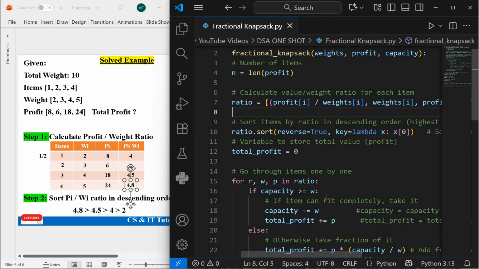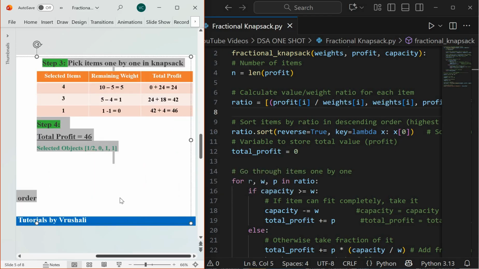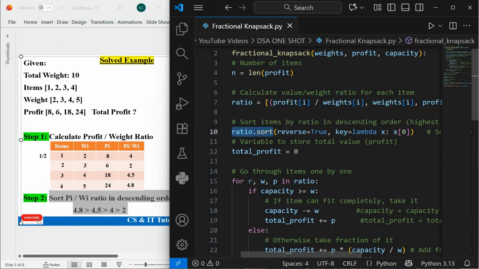Now the next step according to the algorithm is to sort this profit weight ratio in descending order. This is the second step, right? See here, you have to sort the profit weight ratio in descending order. That is, highest profit weight ratio first: 4.8, 4.5, then 4, then 2. So similarly in Python, we directly use the dot sort method. See here, ratio dot sort. Now the first parameter is reverse equal to True, meaning we are mentioning the values in descending order. They sort the data in descending order.